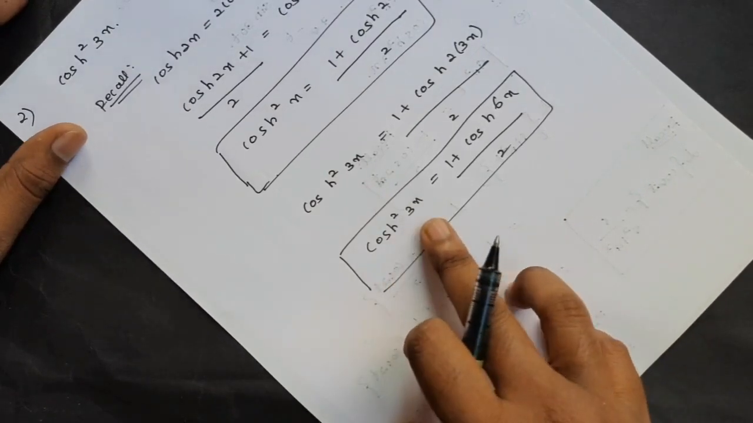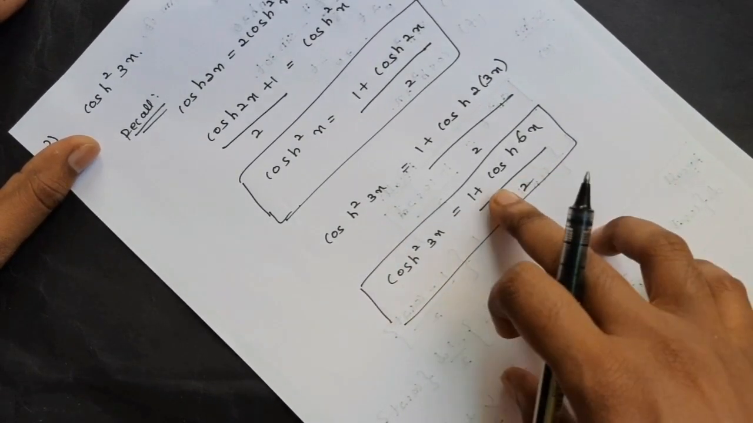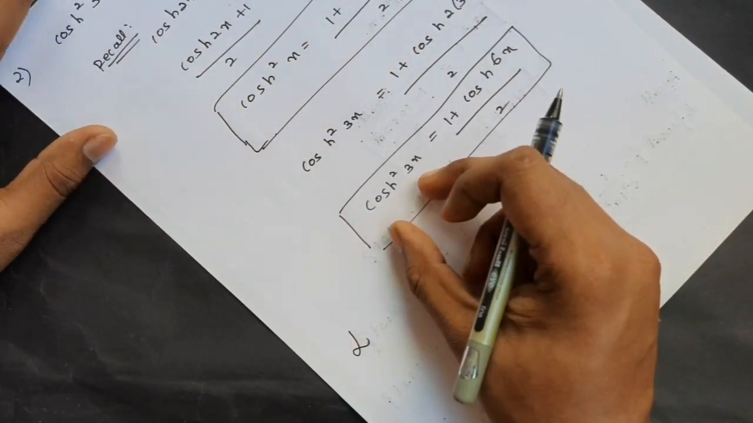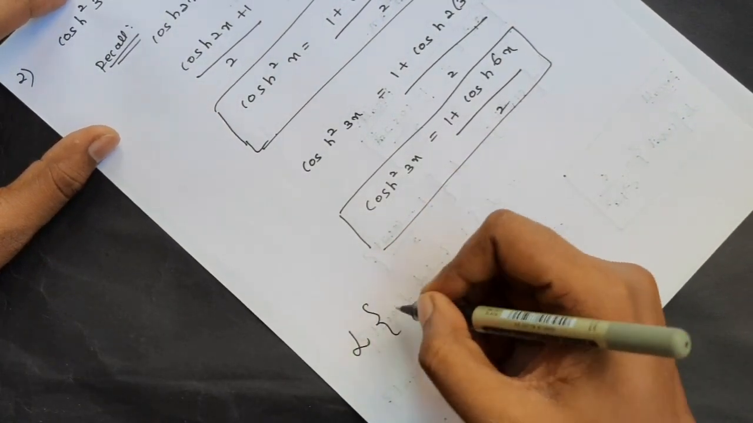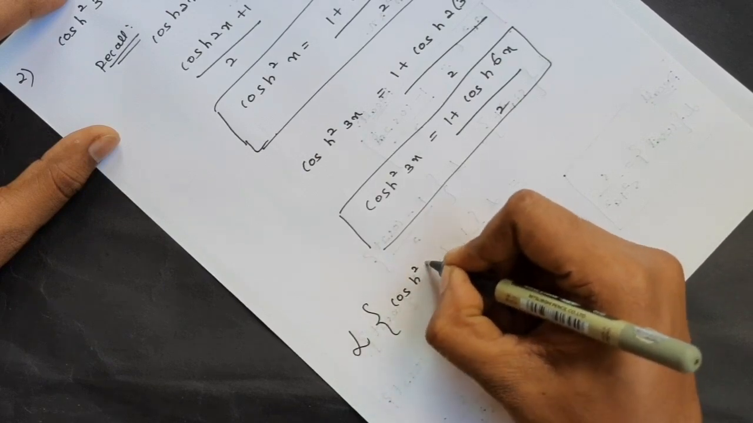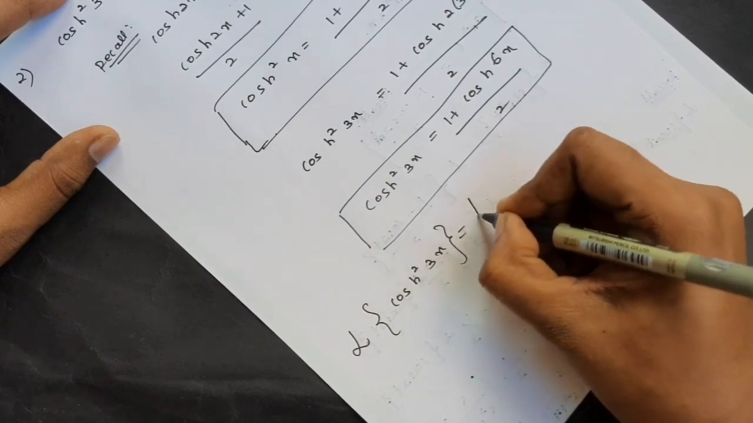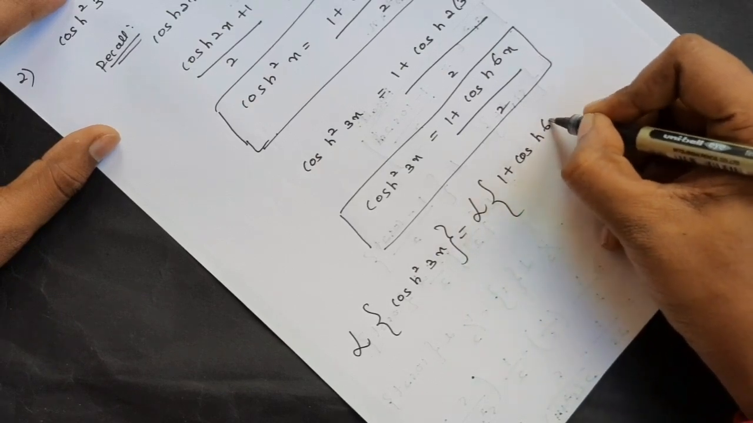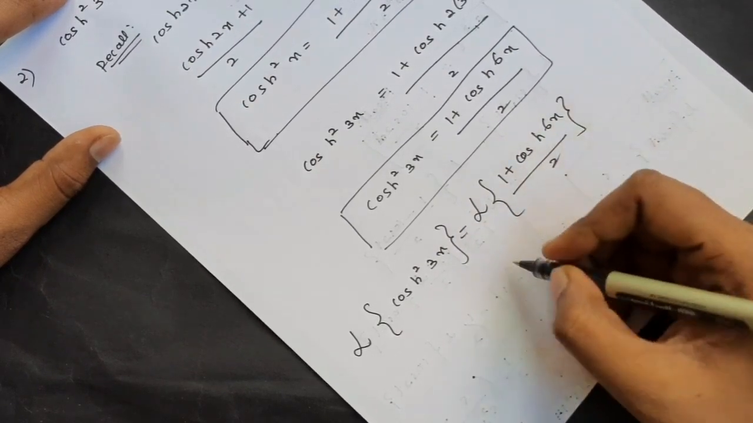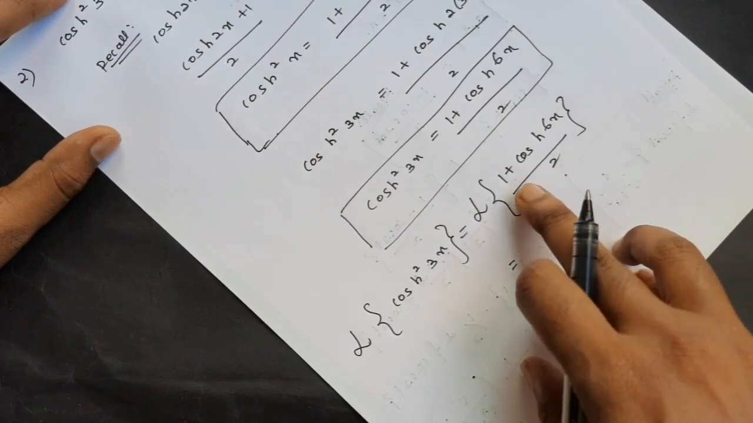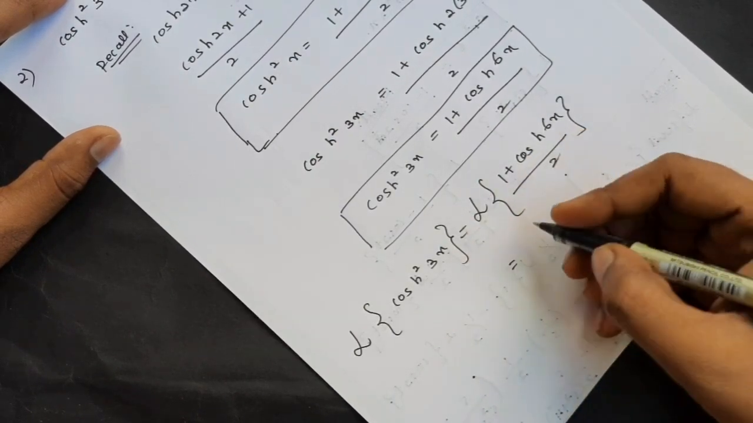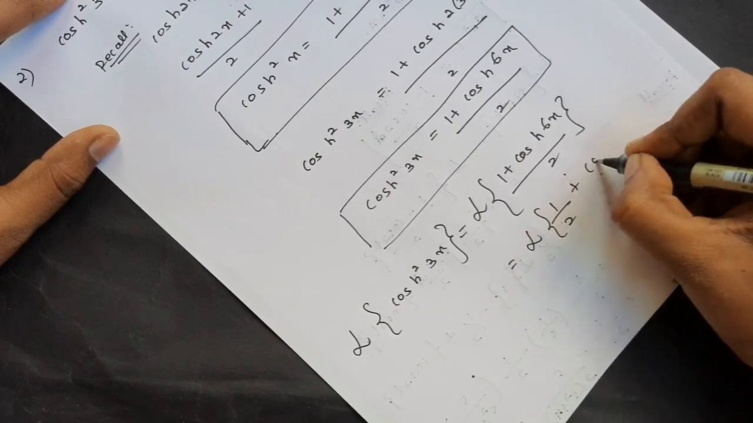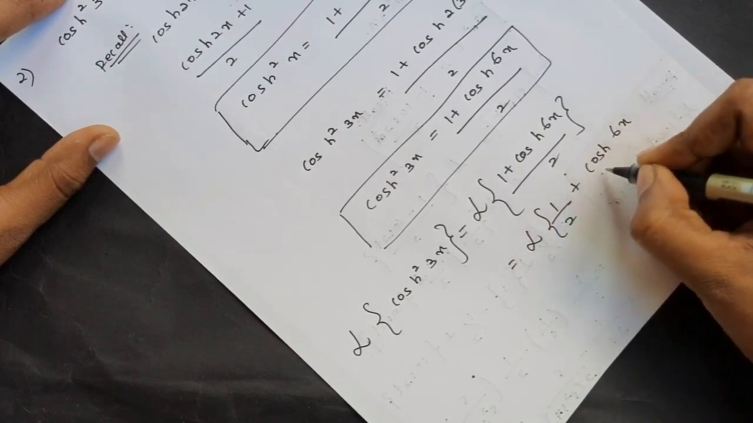Okay, so instead of cosh square 3x I can write (1 plus cosh 6x) by 2. We want to find cosh square 3x only, right? So instead of this thing I can write (1 plus cosh 6x) by 2. I'm splitting this 2 for this one and this thing separately. Laplace transform of 1 by 2 plus cosh 6x by 2.